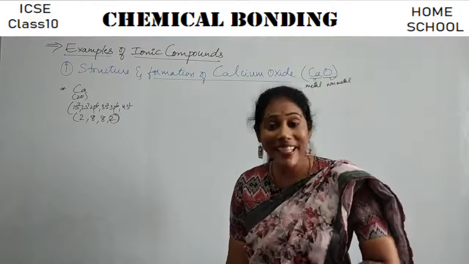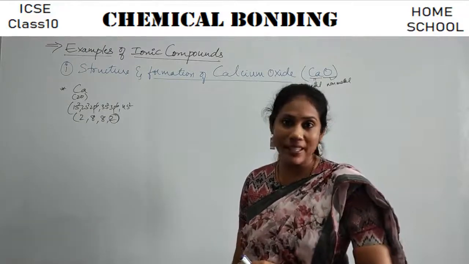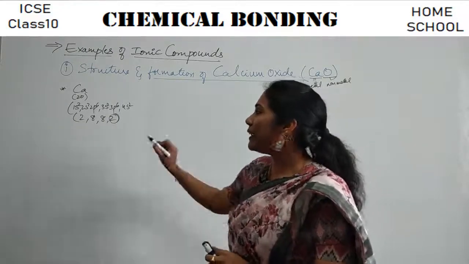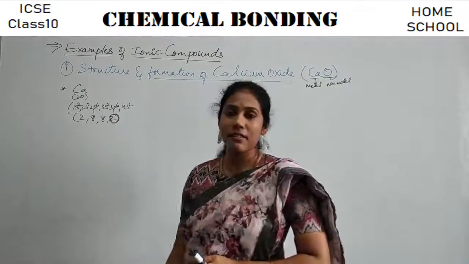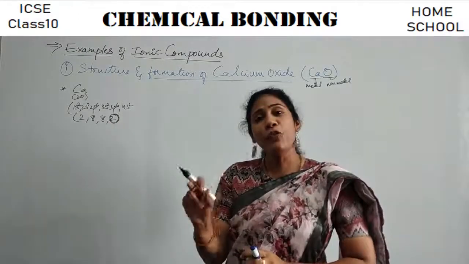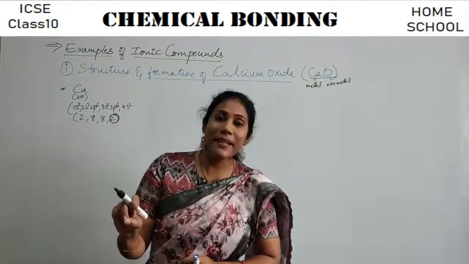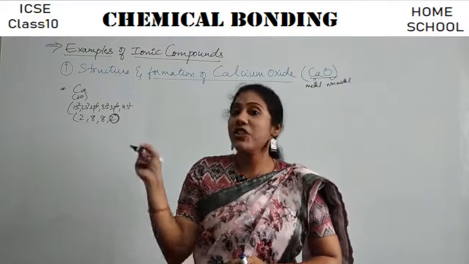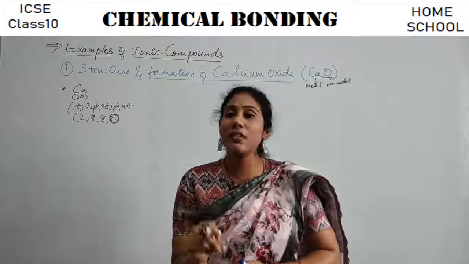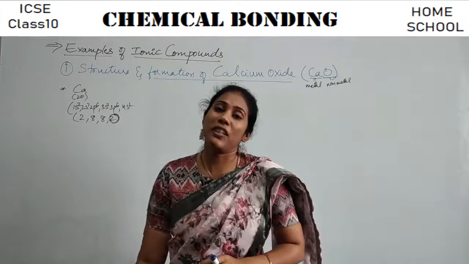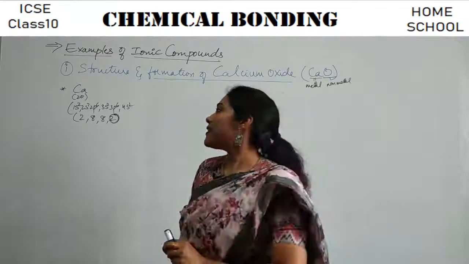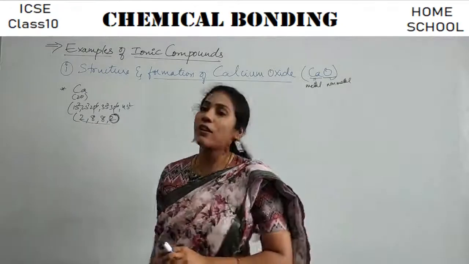You should have 8 to become stable, isn't it? So how can it become stable? By losing these 2 electrons, right? See here, if you want to understand which element can lose how many electrons and which element can gain how many electrons, you will only understand that by looking at the electronic configuration. So definitely you must know how to write the electronic configuration.